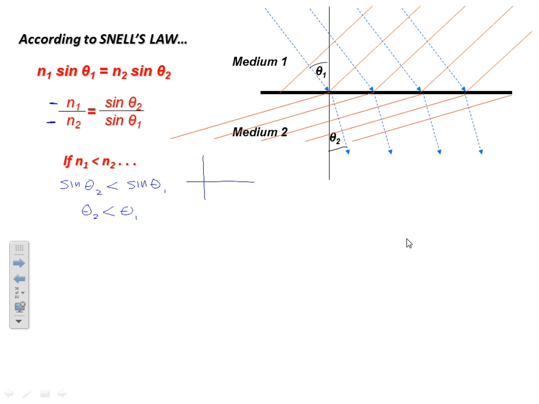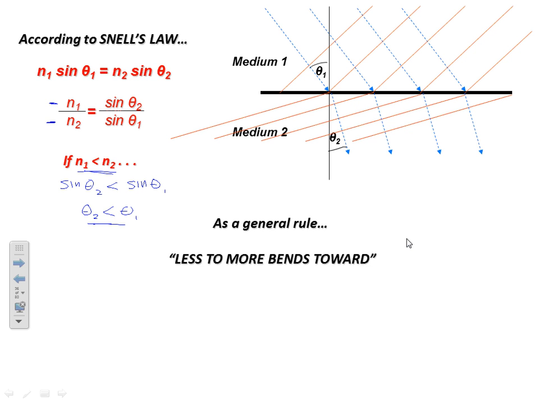A sine function looks like this, at least in the beginning, and we only go up to 90 with these angles. They can only ever be as big as 90. So the bigger an angle, the bigger its sine. So this says that if n1 is less than n2, then theta 2 has to be less than theta 1. That's the case that we're showing here: theta 2 less than theta 1, a smaller angle. With that in mind, because that always has to be true, here's what we end up saying. We always say less to more bends toward.